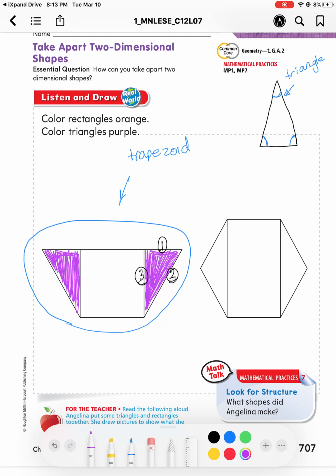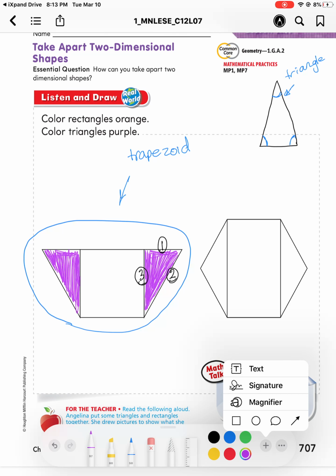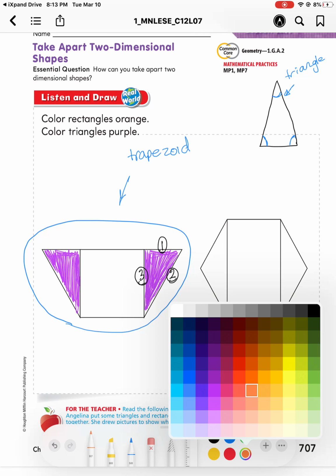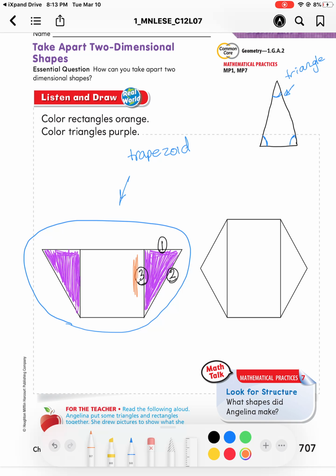Now let's color the rectangle. We have to color the rectangle in orange. I know that this may be confusing somehow because this is not a clear rectangle. This is not a clear rectangle, but as it is said in the textbook, Angelina used rectangles and triangles. So this is supposed to be a rectangle.